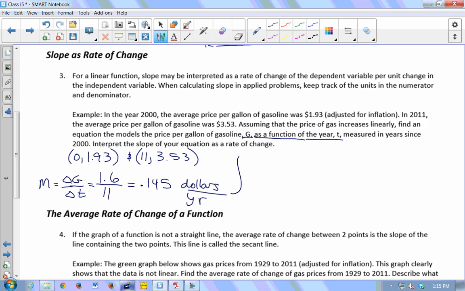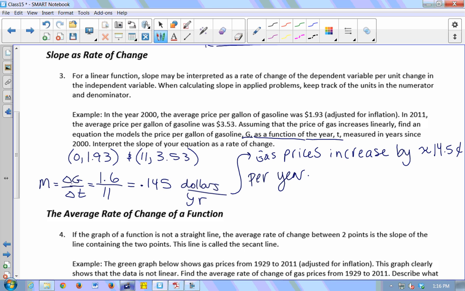So this tells me that gas prices increase by approximately 14.5 cents per year. Be careful with your units. If you write 0.145, your units is dollars. If you write 14.5, your units is cents.